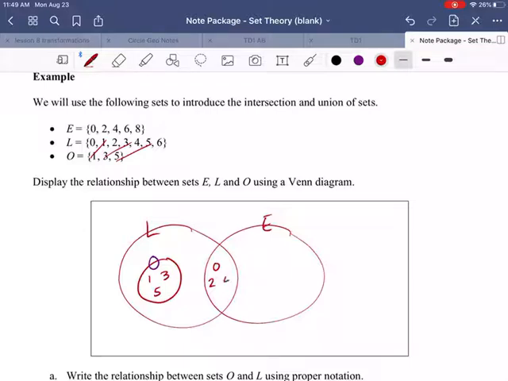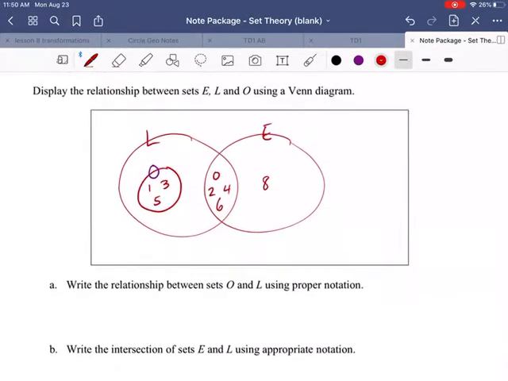4 is also common between the two, as well as 6. And the only number that we haven't dealt with here is 8, and that's unique to set E. So write the relationship between sets O and L using proper notation. O is a subset of L. Everything that's in O also belongs to L.